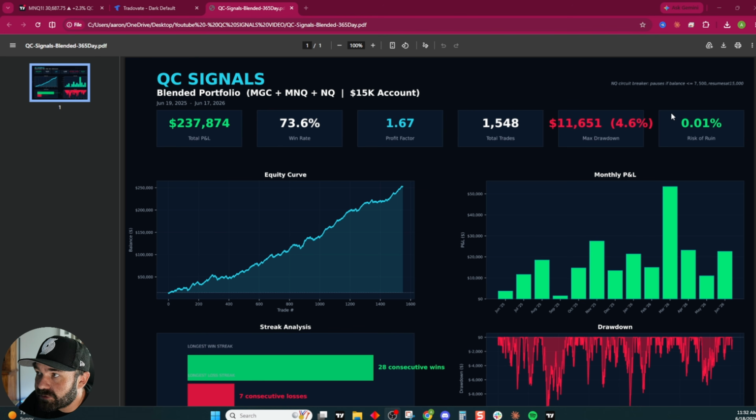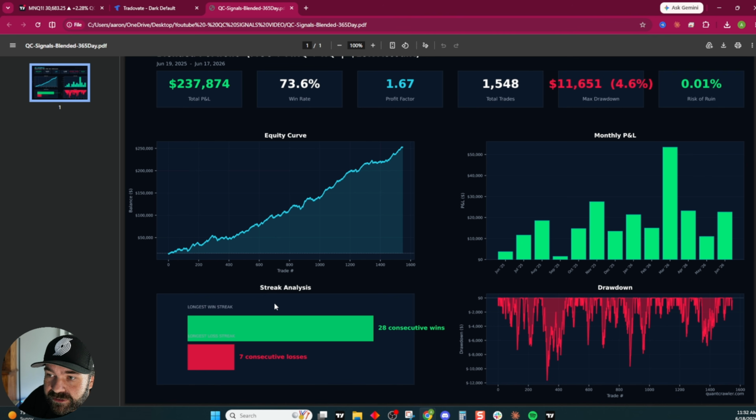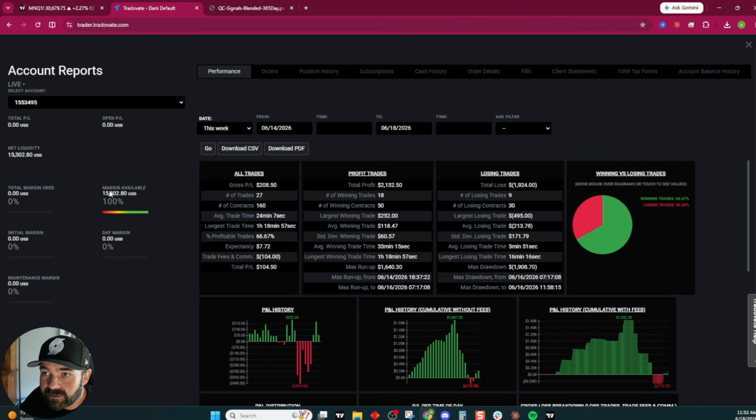So this right here is good enough for me to trust. I think the odds are in my favor, unless I'm 99.9% unlucky, which for me could happen. Then down here at the bottom, streak analysis, longest win streak, 28 consecutive wins in a row. Longest losing streak is 7 consecutive losses. This is what I'm running on this account right here.